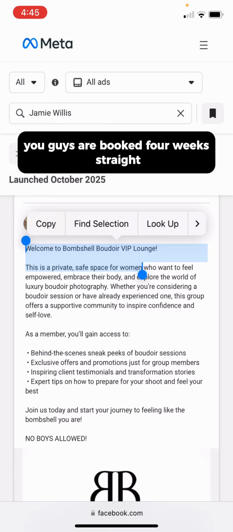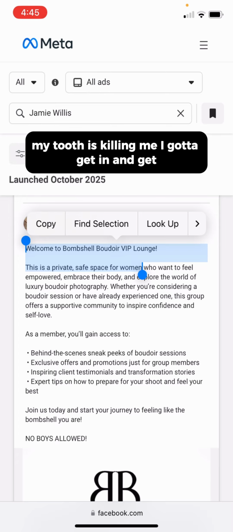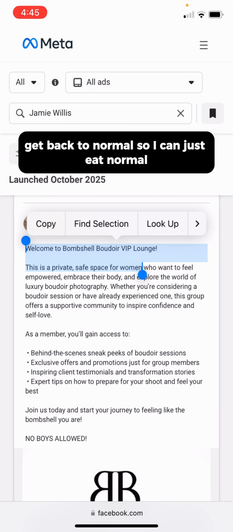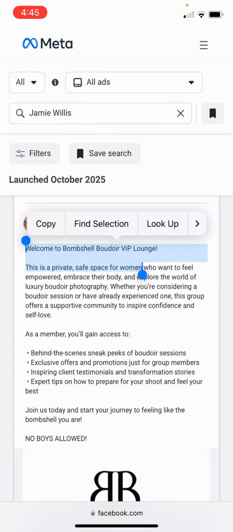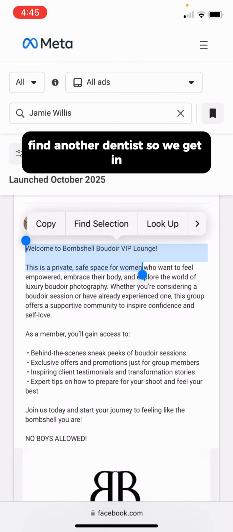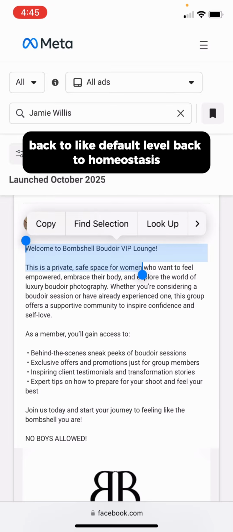What do you mean you guys are booked 4 weeks straight? You're booking 4 weeks out right now. My tooth's killing me. I gotta get in and just get rid of this pain. Just get back to normal so I can just eat normal. And yeah, they're booked. We can't get in, but we gotta go find another dentist. So we go with them, get our tooth fixed. Back to normal, back to default level, back to homeostasis.